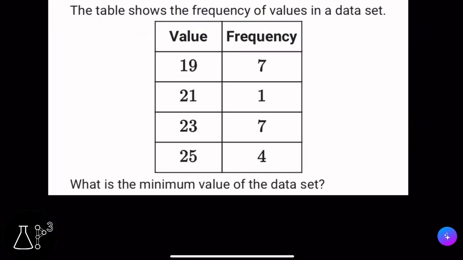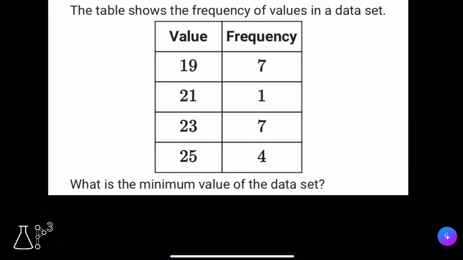Okay, we have a new key term, value. It's pretty simple to understand. So this question, you can literally solve it in less than 10 seconds, but let's understand it first. The table shows the frequency of the values in a data set. What is the minimum value of the data set? Value just represents the value of the number given. So 19, 21, 23, 25. And then frequency, again, is how many times the number is used. Therefore, there's 7 19s, 1 21, 7 23s, and 4 25s.